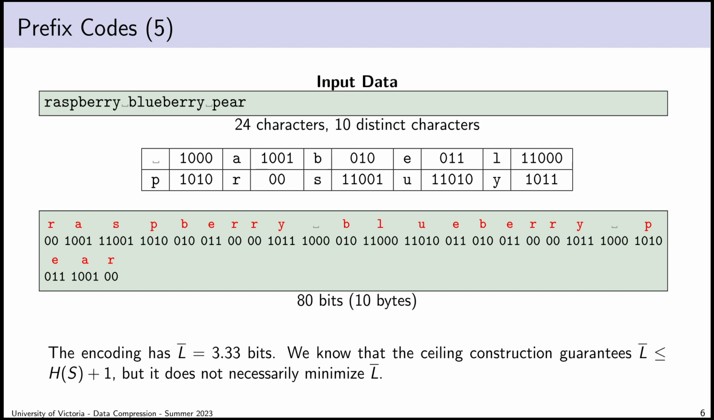So this particular encoding that we came up with using the ceiling construction, we get an L bar of 3.33. And if you remember that H(S) here is 3.07, well then the bound H(S) plus 1 is 4.07. So the ceiling construction is actually pretty far away from the upper bound according to what we proved in the last lecture. But again, we know that the entropy is 3.07, so there could exist a prefix code with an L bar less than 3.33. Even 3.32 would be better. Any tiny improvement, if I begin encoding sequences longer than 24 characters, could make a big difference in the long run.